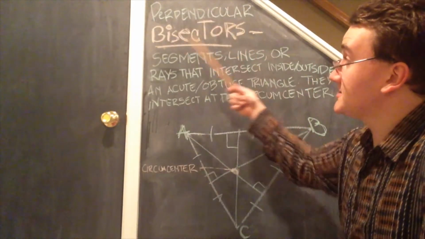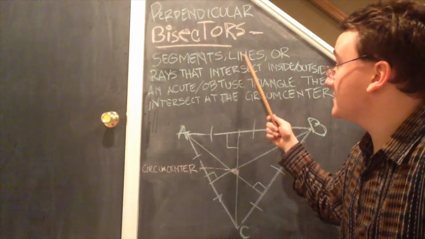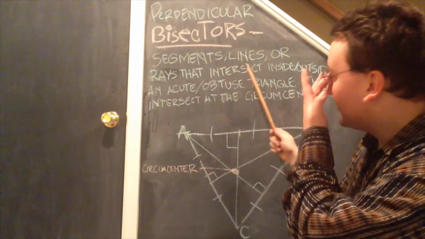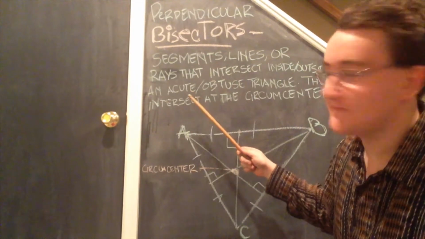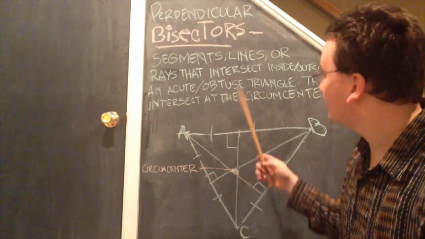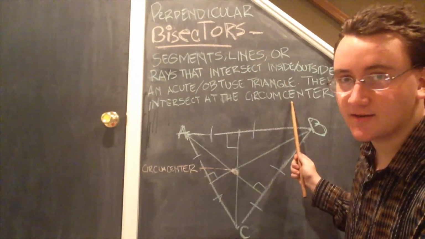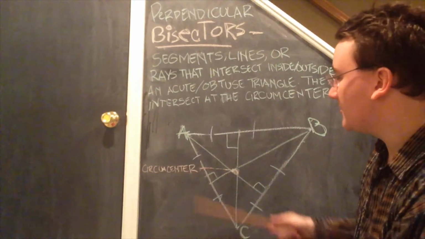Perpendicular bisectors are segments, lines, or rays that intersect inside an acute triangle or outside an obtuse triangle to form the circumcenter. Behold, triangle ABC.